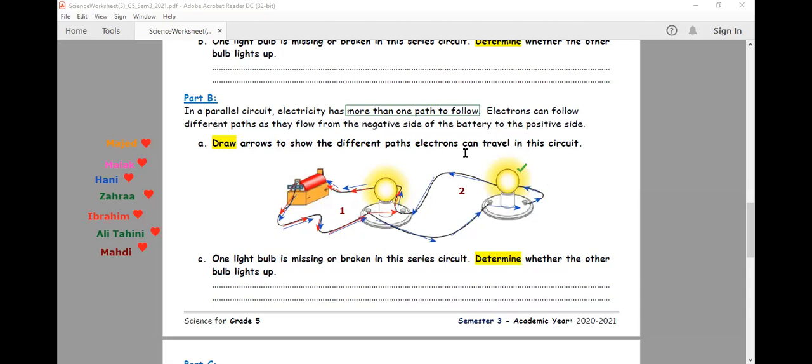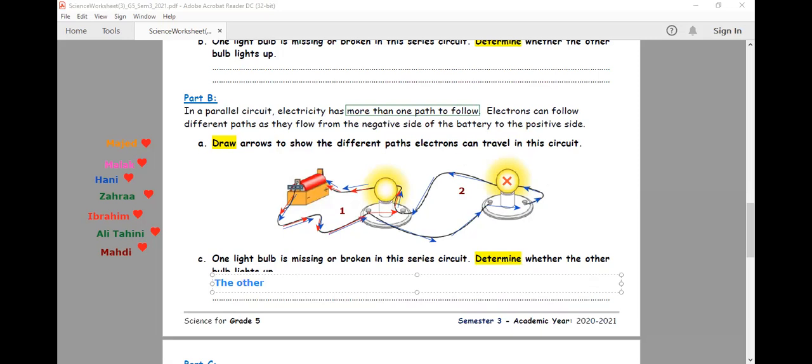Did we all get this? Yes. Okay. One light bulb is missing or broken. Let's see. This one is missing. Will the second light bulb light up? Yes. Why? Don't forget to tell me why. Because it's a parallel circuit, more than one path. It is a parallel circuit.